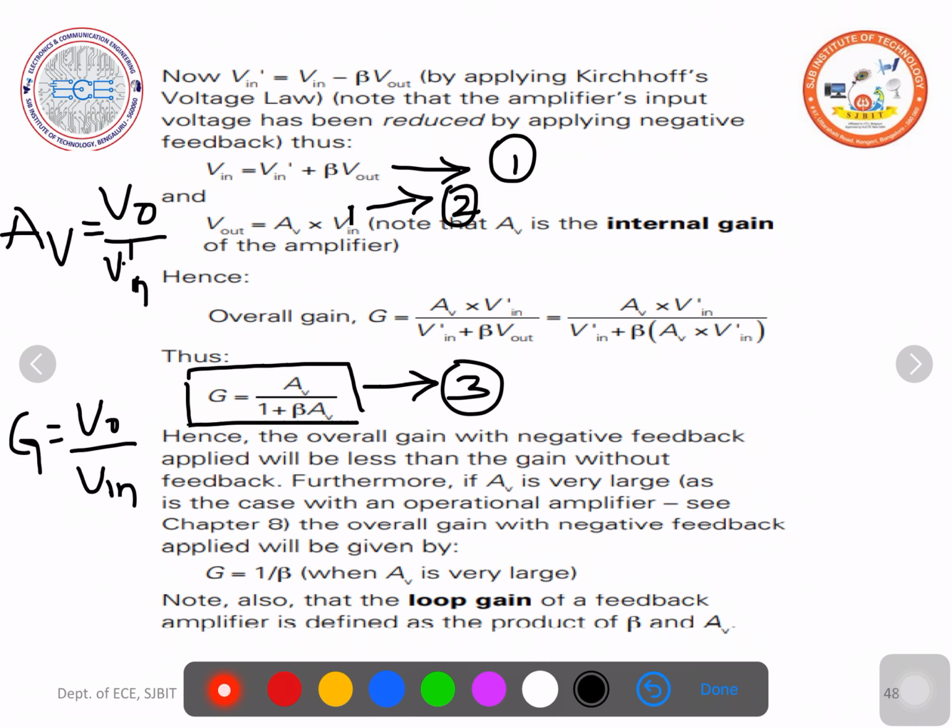This is the important gain equation of the negative feedback. Hence, the overall gain with negative feedback applied will be less than the gain without feedback. Always with negative feedback, the gain reduces. Without feedback, the gain will be more.